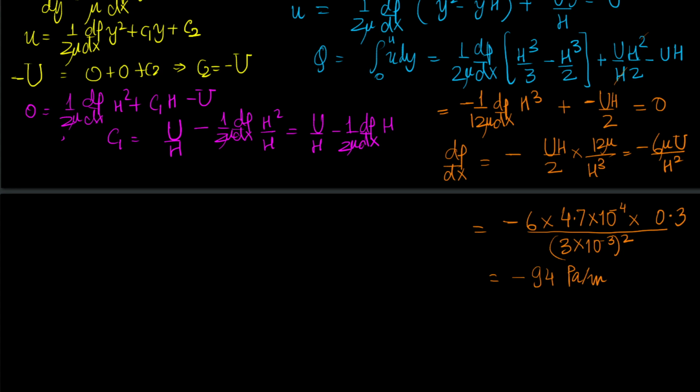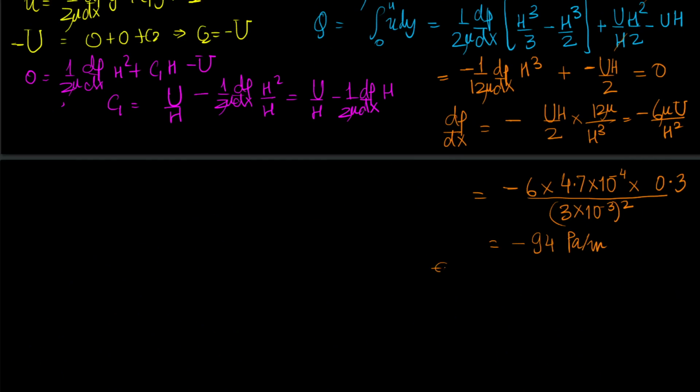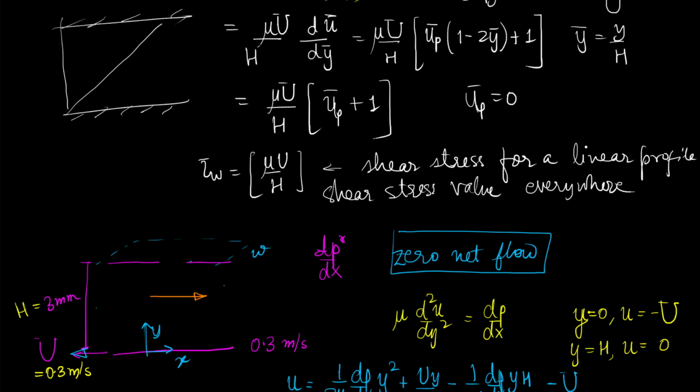Pascal per meter. So essentially it means the pressure gradient is negative, meaning the pressure gradient would act in this direction. Okay, it's a negative pressure gradient. So minus dp dx is essentially 94, and minus dp dx acts in this direction. So the plate being pulled tries to have a velocity profile in this direction, but the pressure gradient tries to have a velocity in this direction. So it would be something like this. Okay, so the volume in the negative direction and the volume in the positive direction would be balanced.